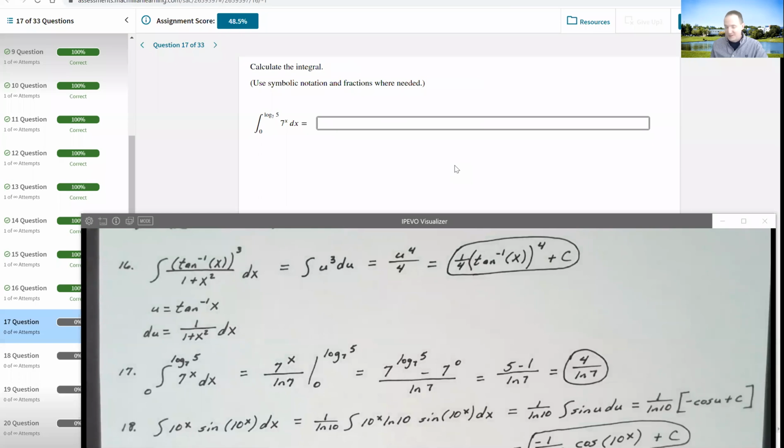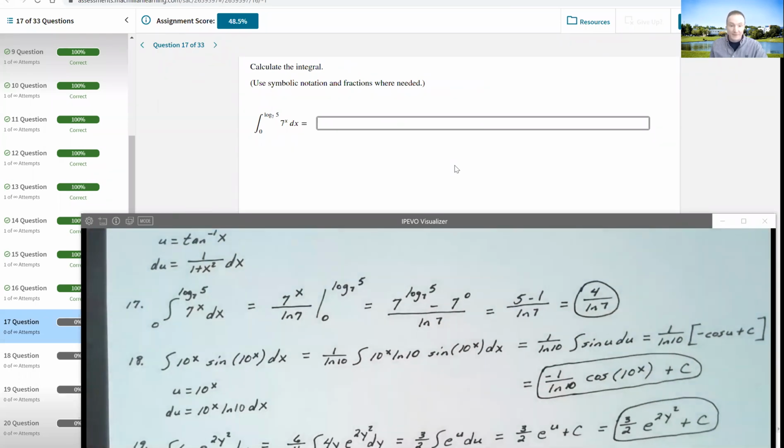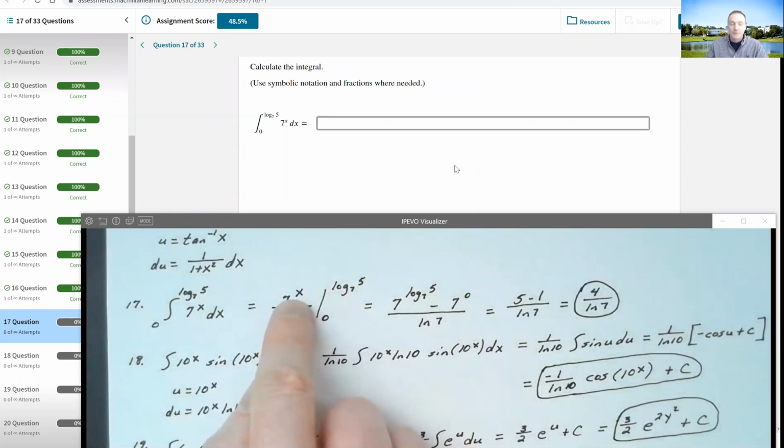Next question here, number 17. This one's kind of, well, not kind of, very anticlimactic. Not fun at all. It's just an exponential function. We know integral of any exponential function is that exponential function divided by the derivative of its exponent, which is 1, times the natural log of its base, ln 7. Integral of 7 to the x is just 7 to the x over ln 7.